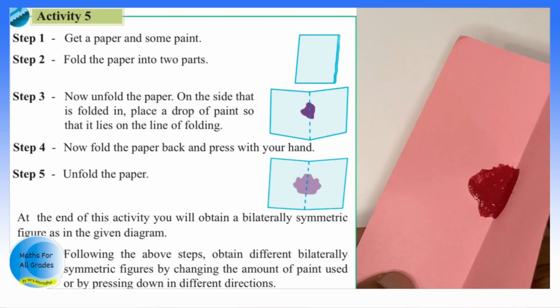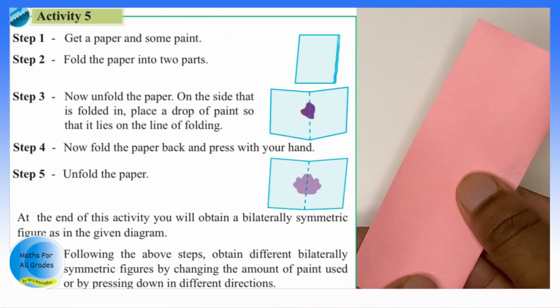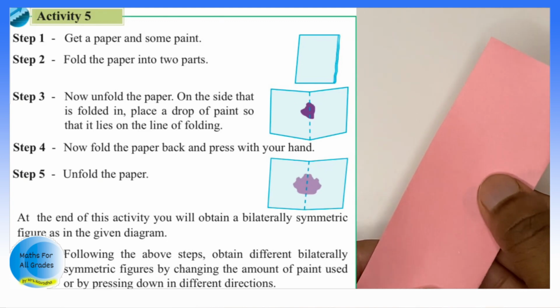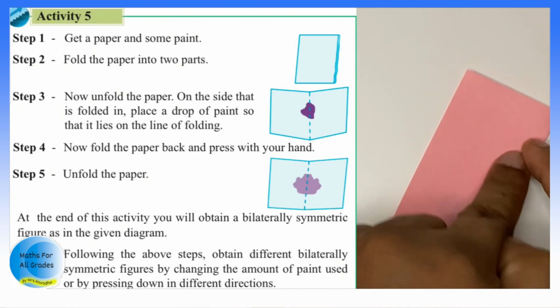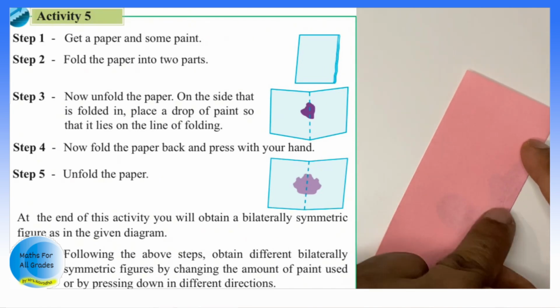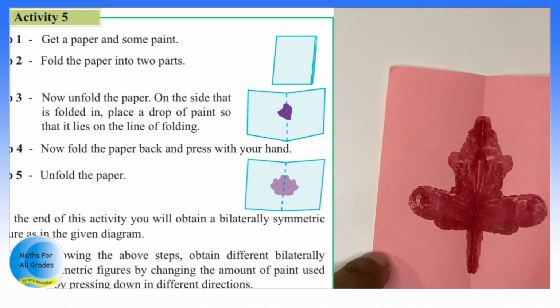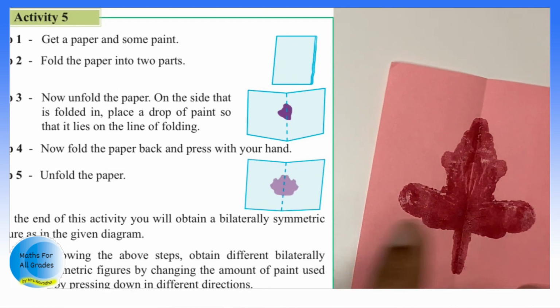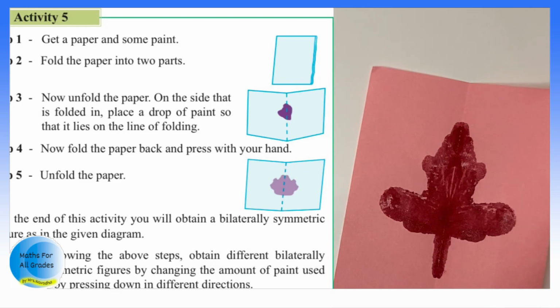Let's fold the paper back and press with your hand where you place the paint. So I am applying a little pressure in this direction, and in this direction I am applying a little pressure, and also to this side. So let's unfold and see what we have got here. We got a bilaterally symmetric figure with the paint, and the folding line is the axis of symmetry.